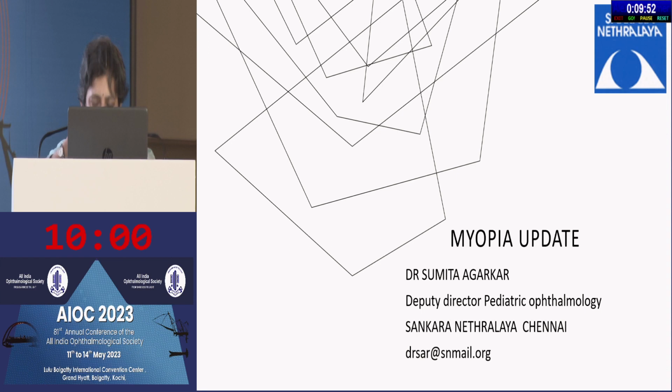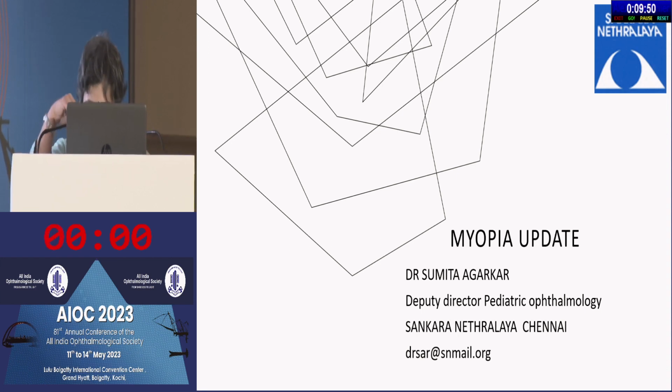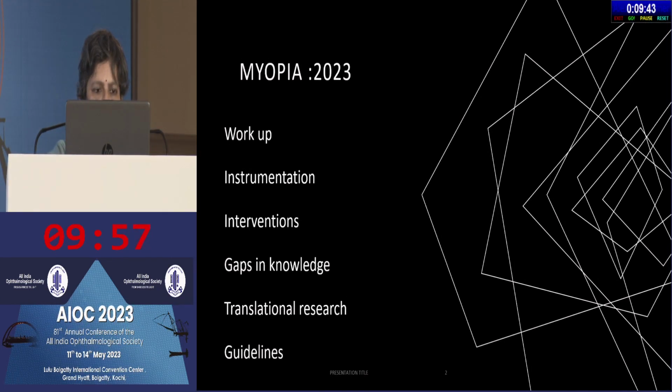I hope everybody had lunch. So I'm going to update a little bit on myopia, what's happening in myopia in children. In the talk, I will be talking a little bit on the workup of these patients, the change in instrumentation, what has happened in the last few years, the change in interventions, the gaps in knowledge, and what is the translational research.